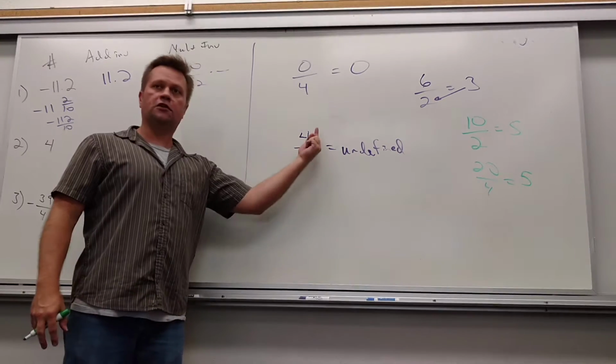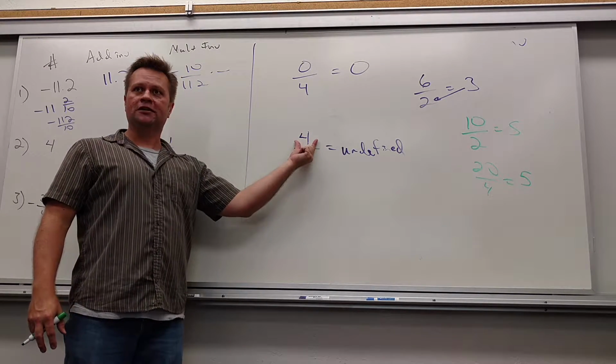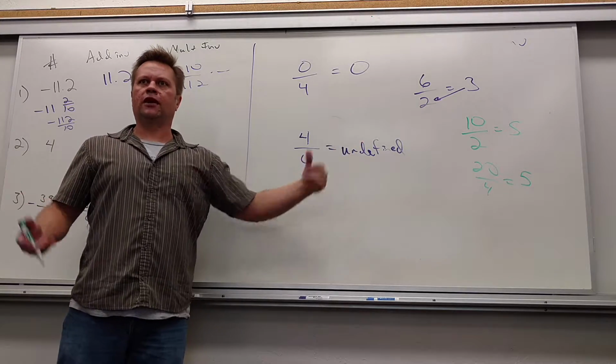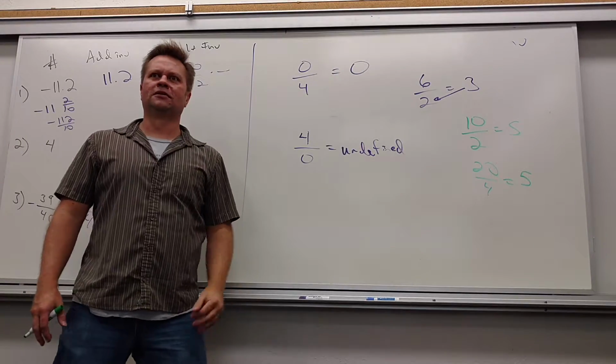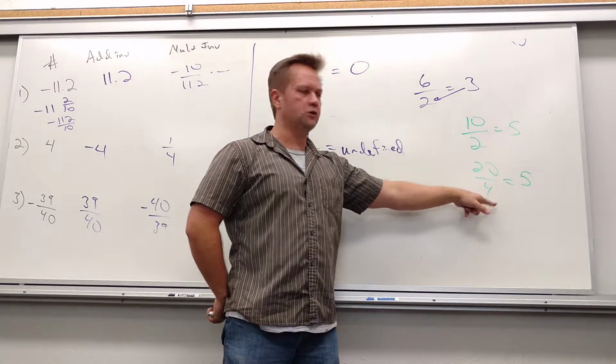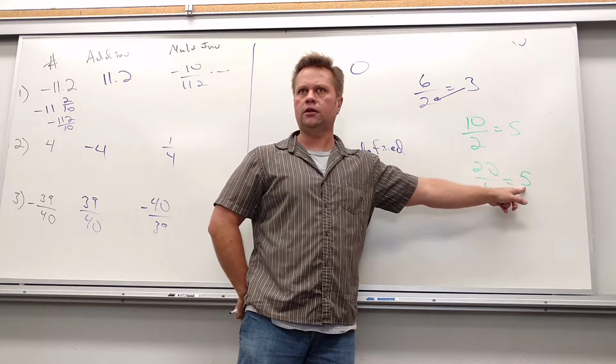So that is the physical interpretation. I got 4 apples, but nobody, not even me, is there. Well, that's undefined. This would be, I got 20 apples and there's 4 people, so everybody gets 5 apples. So that makes it defined.